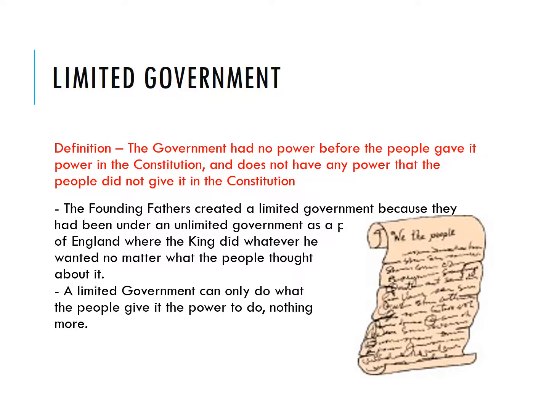The opposite of a limited government is the second thing here, where the founding fathers went through a government system that was not limited, and that was the crown in England, the king. And the king basically could do whatever he wanted. The people didn't have a say. And so they wanted to create a government where the government couldn't do whatever it wanted.